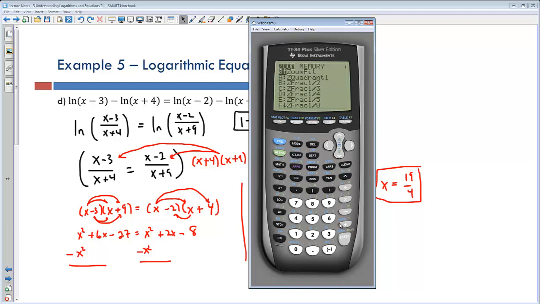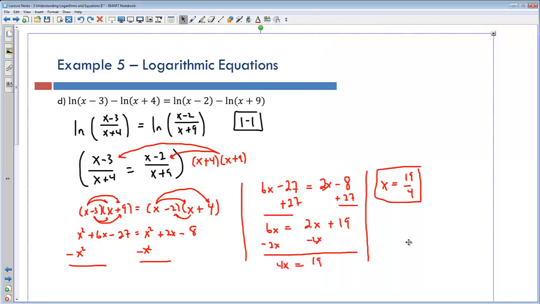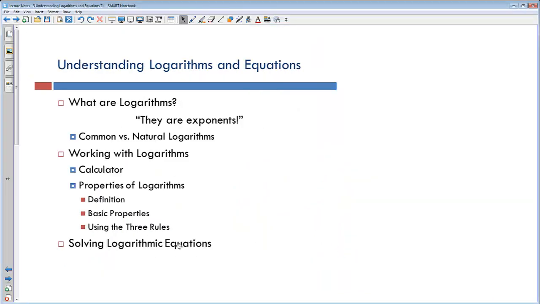And I should see two graphs, and I should see that they cross near 4.75. So here's the graph of the left-hand side, the graph of ln of x minus 3 minus ln of x plus 4. And there's the graph of the right-hand side. And notice you see them crossing right there. I can even find that crossing point by hitting second trace, and then going down to intersect, and hitting enter, and then just do first curve, second curve, and just hit enter for a guess, and I'll pop right to the answer, 4.75. Right, so I checked my work, so I know it's right, and so I don't have to worry about getting this problem wrong. All right, so that's basically how you solve logarithmic equations.